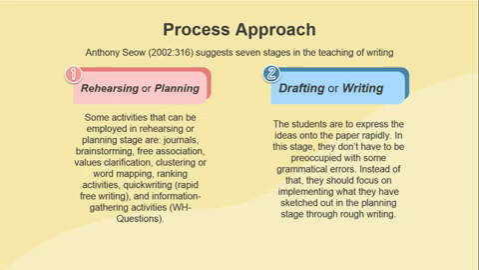Second, drafting or writing. Drafting or writing involves getting ideas onto paper in word form. The students are to express the ideas onto the paper rapidly. In this stage, they don't have to be preoccupied with grammatical errors. Instead, they should focus on implementing what they have sketched out in the planning stage through rough readings. Audience, purpose, and form of the writing should be considered in this stage.